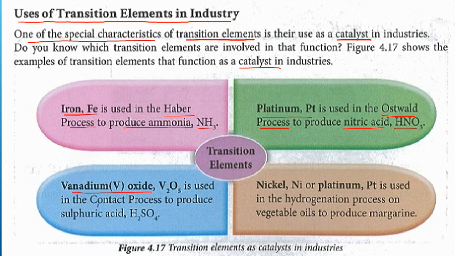Vanadium 5 oxide V2O5 used in the contact process. Contact process is a process to produce sulfuric acid H2SO4. Nickel Ni or platinum Pt is used in the hydrogenation process on vegetable oils to produce margarine. Okay, so these are examples of transition element that is used as a catalyst in industries.